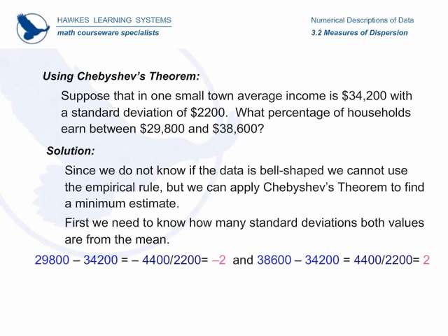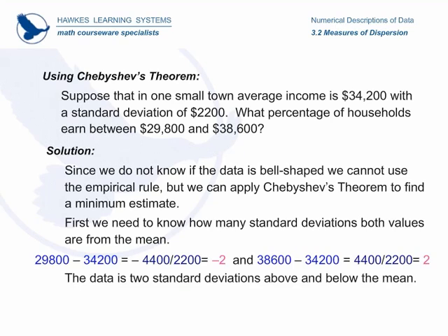Then we would take our next set of values, 38,600 minus 34,200 equals 4,400 divided by 2,200, which would give us 2.